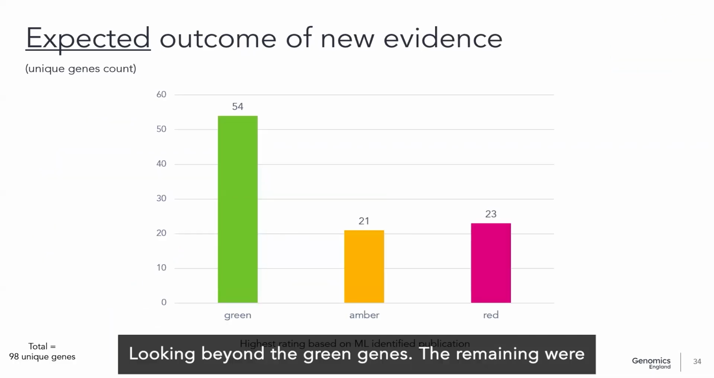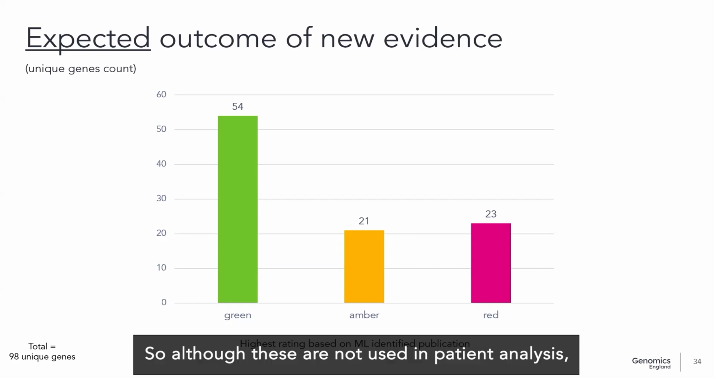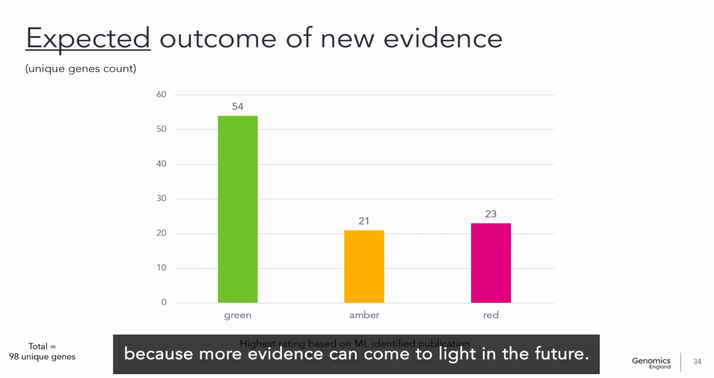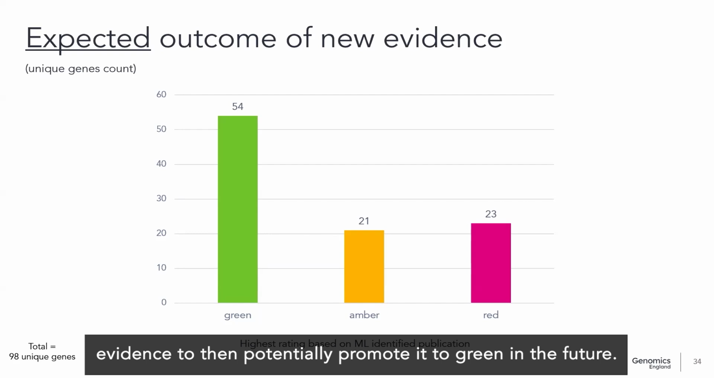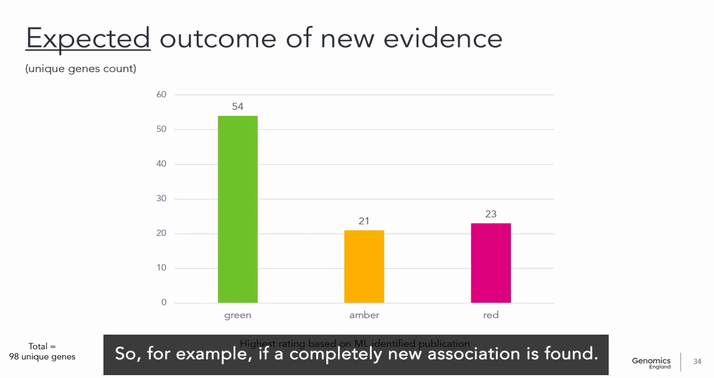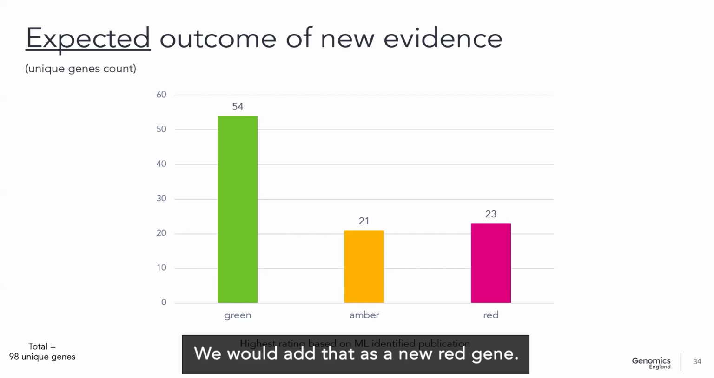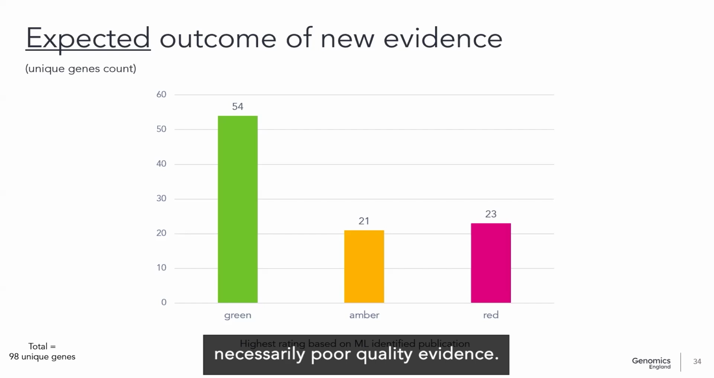Looking beyond the green genes, the remaining ones we thought would be added either as amber or red. Although these are not used in patient analysis, they are also important to record because more evidence can come to light in the future, and this publication might be used in combination with that evidence to potentially promote it to green in the future. For example, if a completely new association is found and there's only one family that has ever been identified, we would add that as a new red gene. So just because it's rated red is not an indication that it's necessarily poor quality evidence.